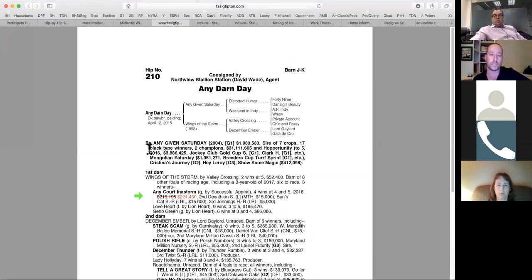But the catalog style pedigree focuses on the female family. The stallion information is much easier to find. We'll get to that in a little bit. It's the Stallion Register. It's online and there's a print copy, but the female family information is the stuff that's harder to find. So this is a catalog page.